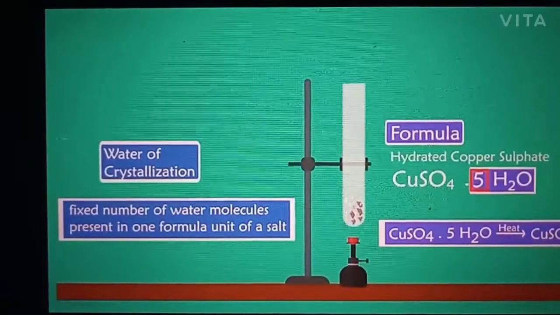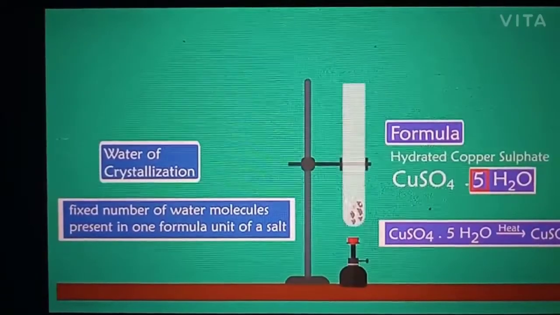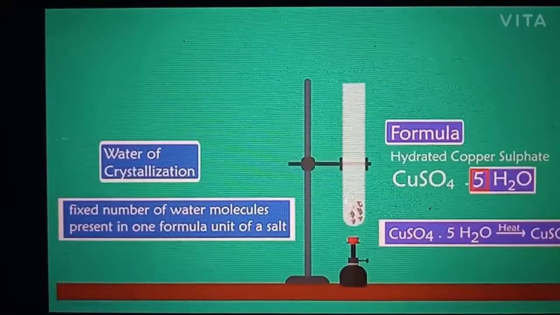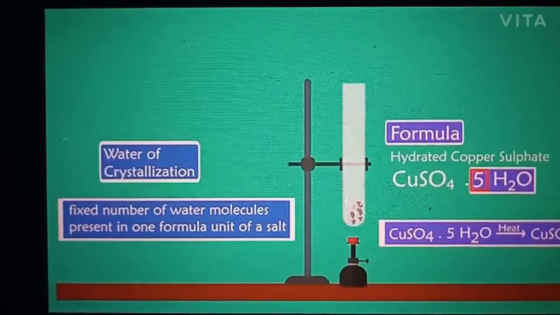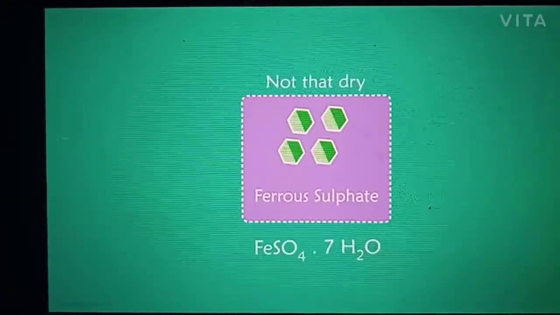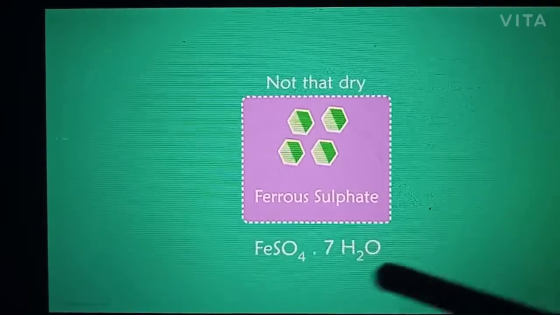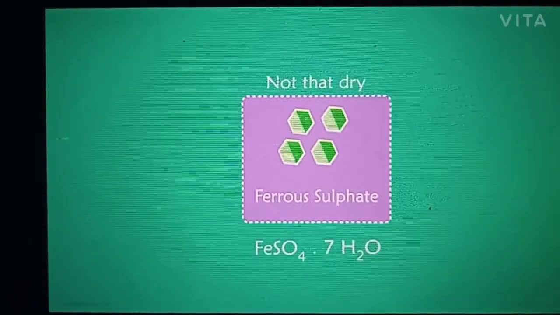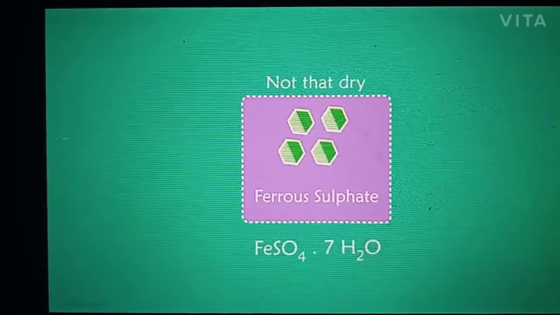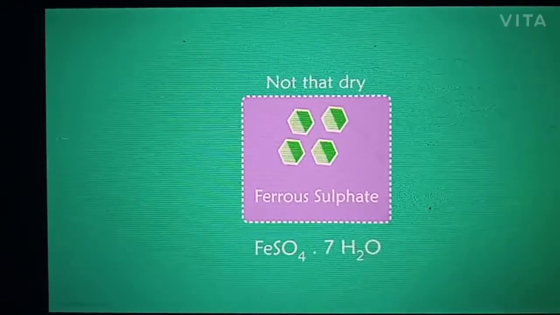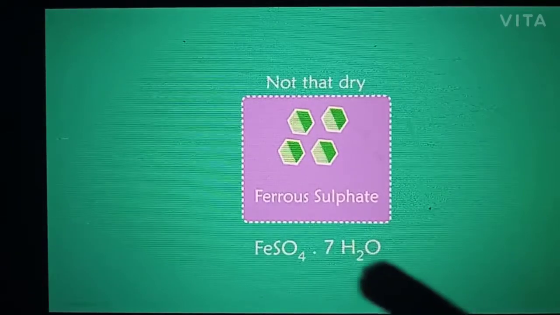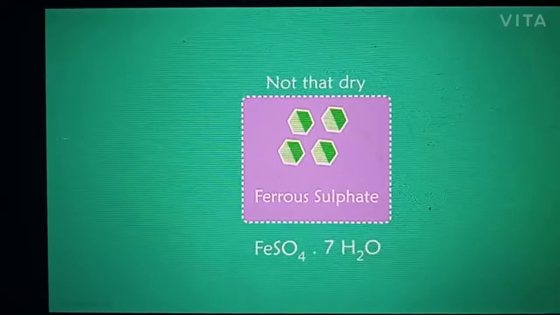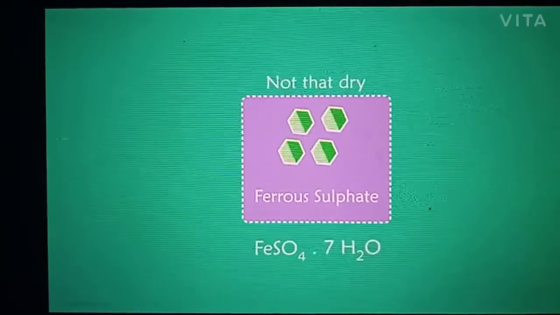Not only this copper sulfate, we have some other salts, like iron sulfate. Iron sulfate, FeSO4, has 7 molecules of water. So the formula of ferrous sulfate that we write is FeSO4 7H2O.